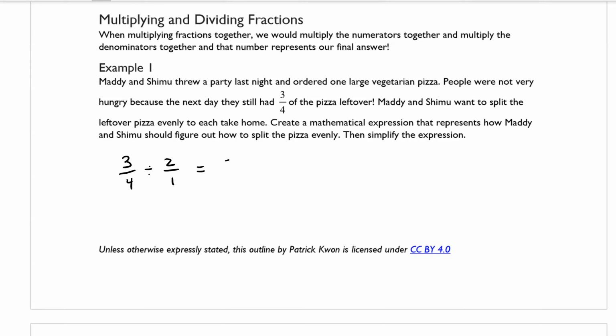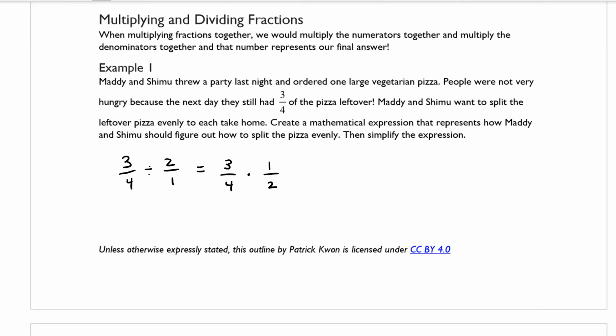So this is actually equal to 3/4 multiplied with the reciprocal, and the reciprocal is just a fancy term for when you switch the numerator and the denominator. So 2 over 1, its reciprocal would be 1 over 2. And we've seen an example already where we've multiplied fractions.